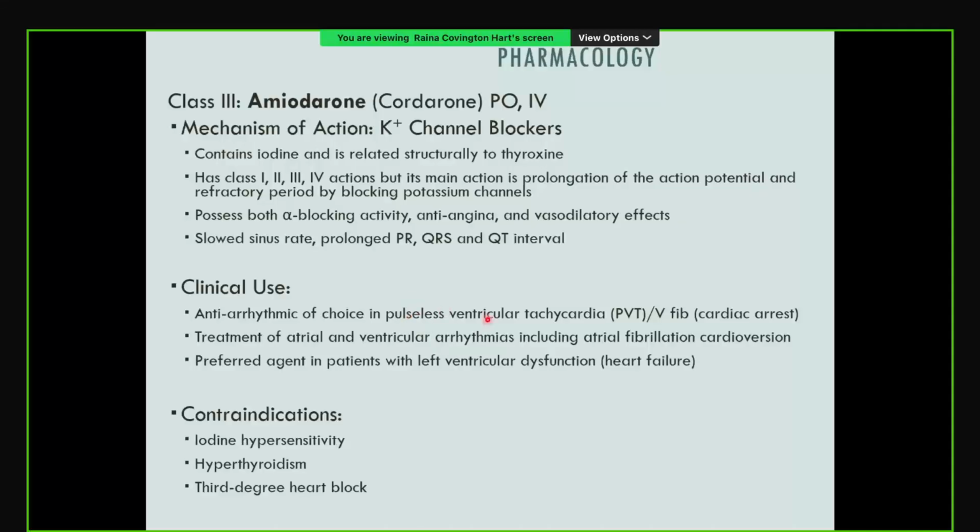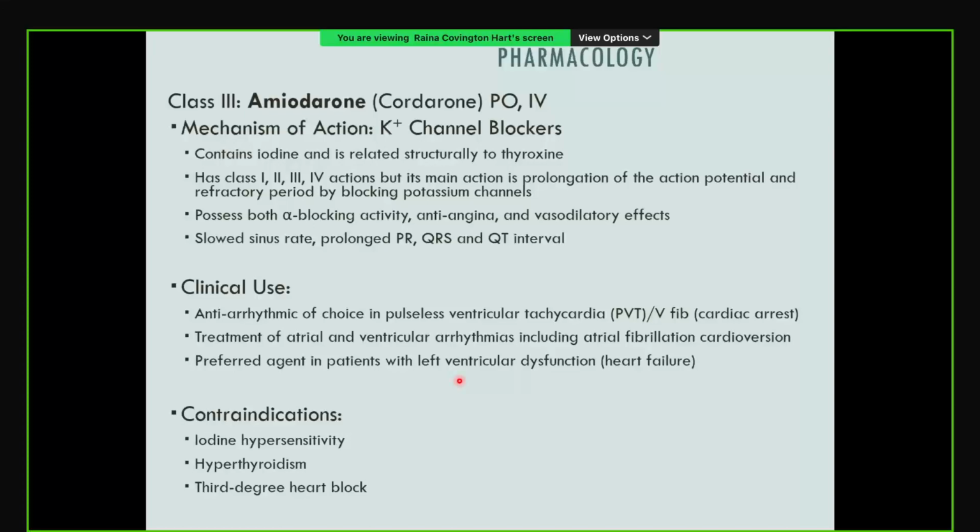So pulseless VT and VFib, and your atrial and your ventricular arrhythmias can also be treated, which is what we already set up there at the top. And then it's preferred in our patients who have heart failure. When we talk about the heart, most of the times when we're very concerned either with clotting or even in heart failure, it's usually the left side of the heart that we are more concerned about than the right.